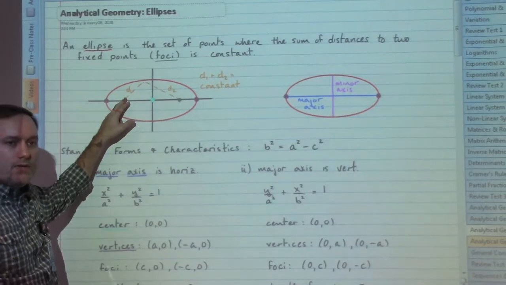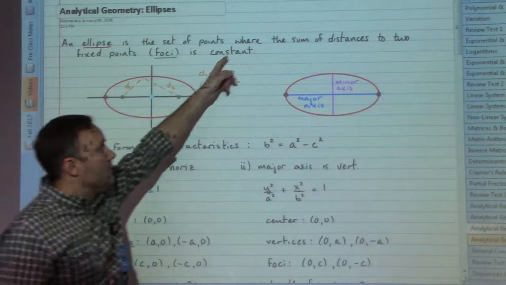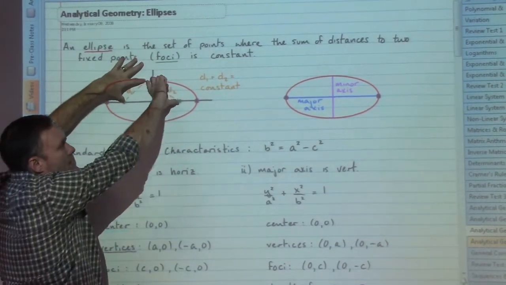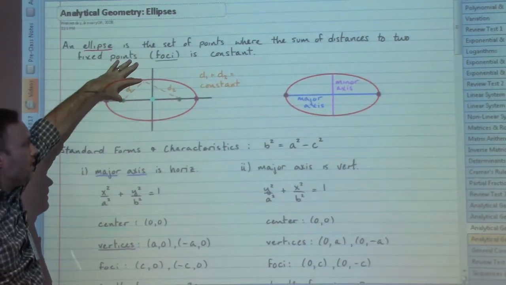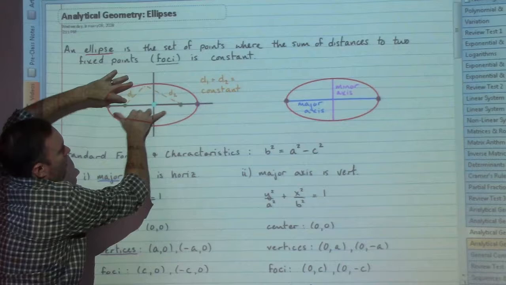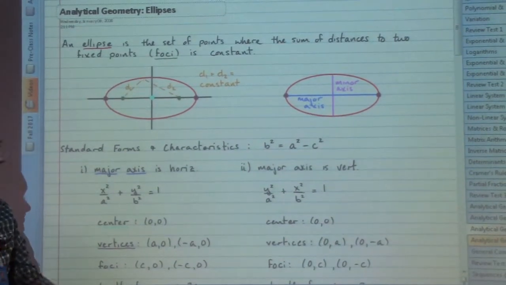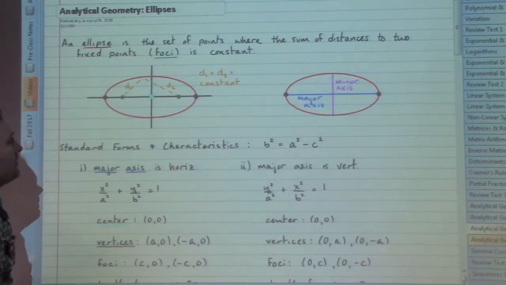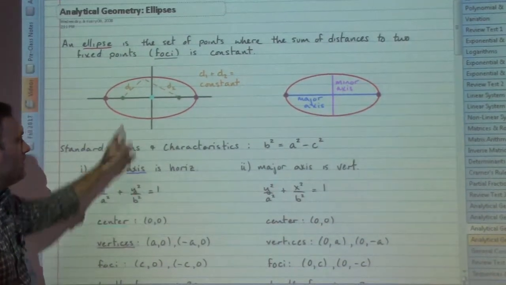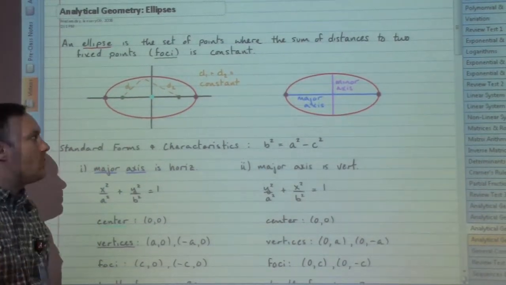Whatever you're talking about there with the length of your string, the length of your string is fixed. The sum of the distances, right? From here to here, that's part of my string. From here to here, and from here all the way over, that's still the same length of string that I've got. So the sum of distances, that's fixed. That's constant. The two points where I've taped my string down, those are fixed as well.